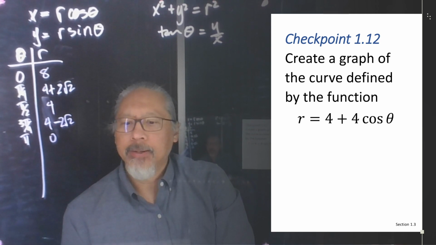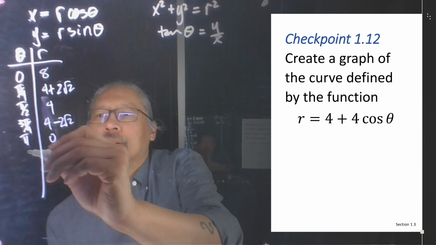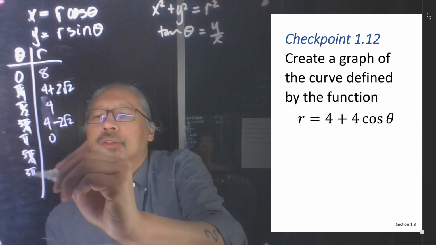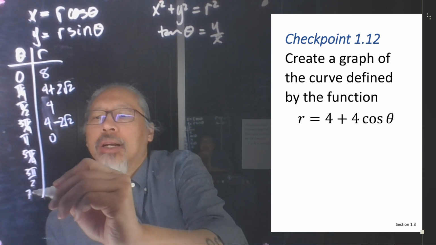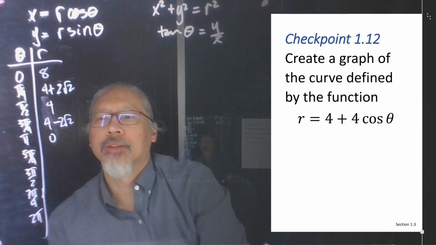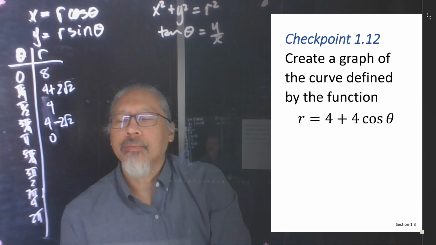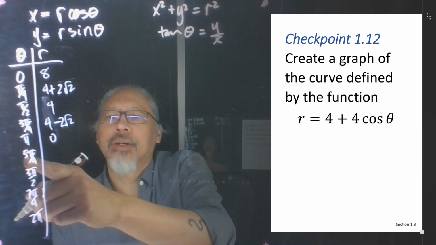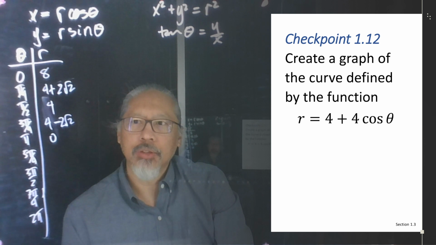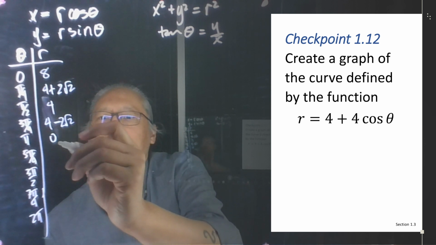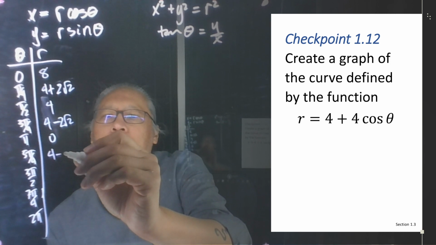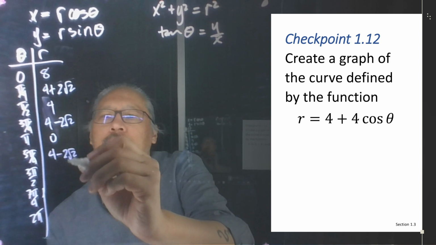Okay, so I think it might be worth going a little bit more. The next one is 5 pi over 4, 3 pi over 2, 7 pi over 4, and then finish it all the way up to 2 pi. Okay, 5 pi over 4, cosine of 5 pi over 4 looks like it's going to be a negative again, negative root 2 over 2. So I think this is 4 plus 2 root 2.